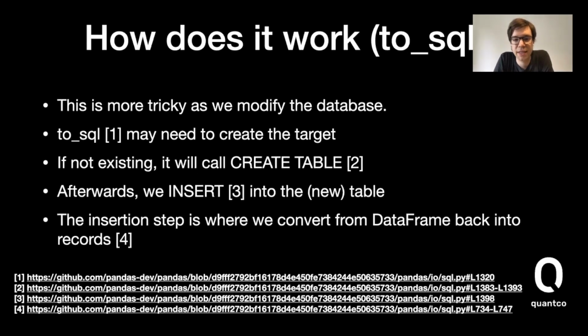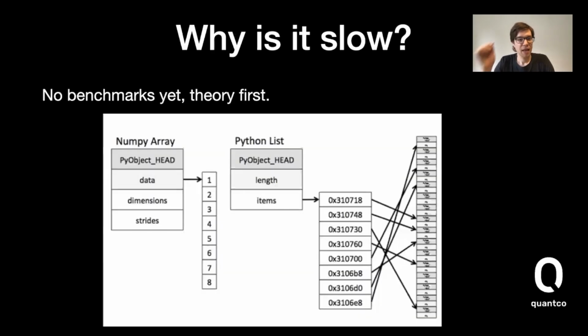And afterwards, we will insert that table into the database by using a list of tuples per row. And that's done by just converting the data frame back to this list of tuples. Because SQL Alchemy and the general Python DB API has no notion of Pandas data frame. So we're getting back to plain Python objects. And that's actually the main reason why it's slow. I'm going to show you some benchmarks later. But now I'm actually going to first give you the theory why it actually is slow.